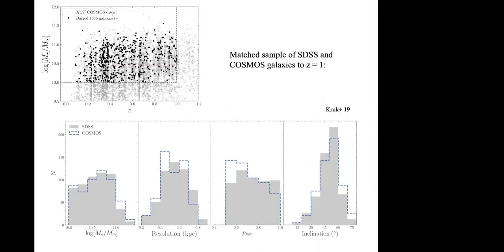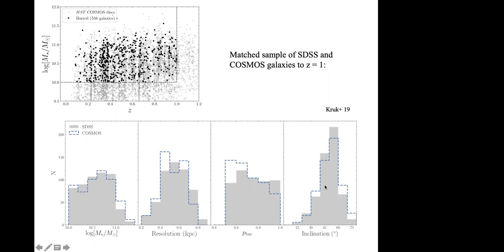We can apply very similar techniques to high redshift galaxies using COSMOS. And the way we've done this is we've matched a sample of galaxies at high redshift, up to redshift one, with nearby galaxies. The nearby galaxies are shown as the black points over here. Nearby galaxies that have the same mass, resolution, the probability of having a bar as determined by the Galaxy Zoo volunteers, and the same orientation, inclination in this case.